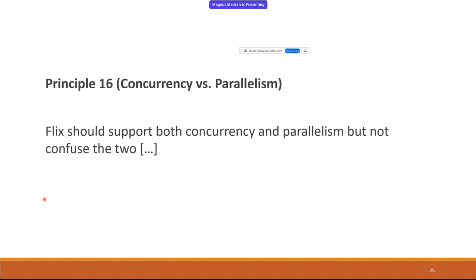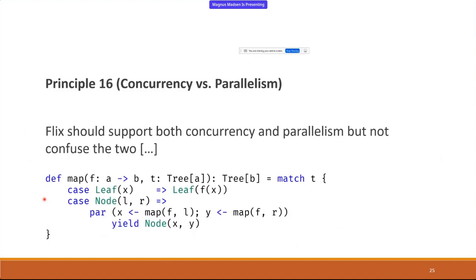Another principle we have is that we should not confuse concurrency with parallelism. Of course, it's important to have both, but it's important to have support just for parallelism, which I think of as when you have a programming task and you have a trivial way to break it into parts that can be executed on multiple processes, but there's no communication or anything like that going on. There's no ordering issues. And so to support this, we have a specific parallel construct.